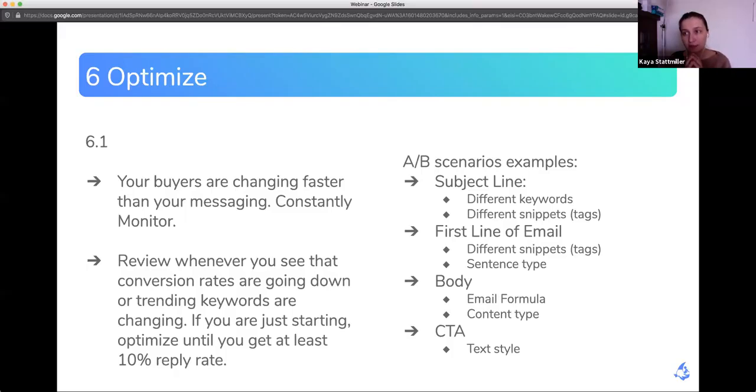So the first two things are mostly built to optimize the open rate. That's the income that you're going to get from optimizing the subject line and the first line of the email. In terms of the body and CTA, this is where you optimize for the reply rate.